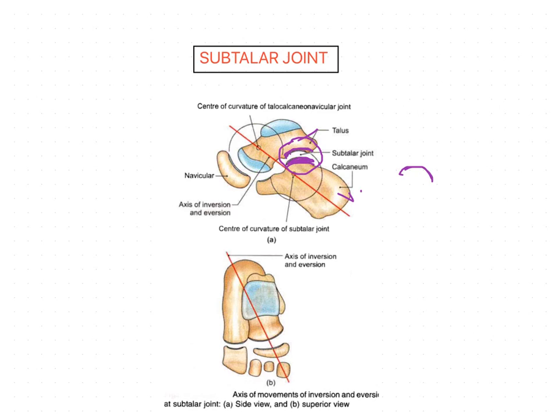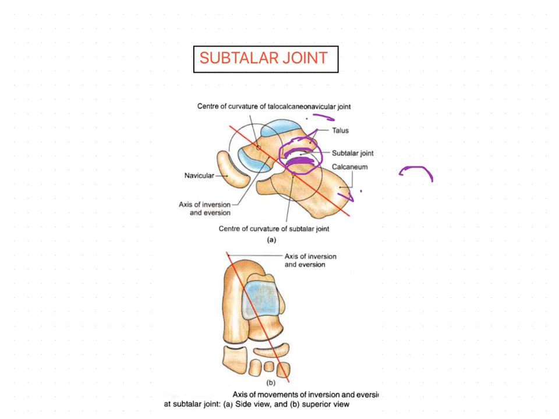If you see the ligaments, there is the capsular ligament. It completely covers the joint and its inner surface is lined by synovial membrane. And next one is the lateral talocalcaneal ligament, which is present on the lateral side. This one is the medial aspect. This diagram represents the medial side of the right subtalar joint. This lateral talocalcaneal ligament extends from the lateral tubercle of the talus to the lateral surface of the calcaneum.